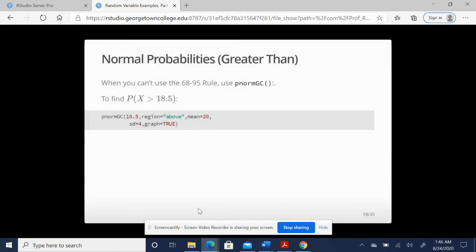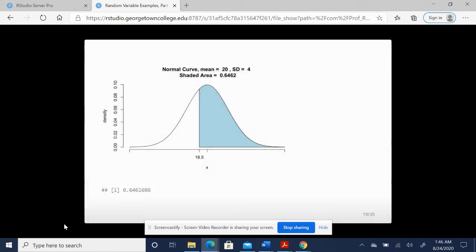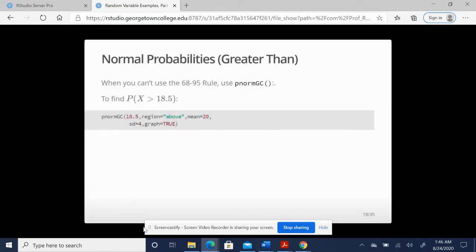Okay. When you can't use the 68-95 rule, that's where we're going to bring in RStudio to help us out. Okay. This is a command called pnormGC. It is going to take a specific result for us, in whatever scenario we're working with, and given the mean and the standard deviation, it's going to tell us how likely we are to get that result and whatever comparison measurement we're using.